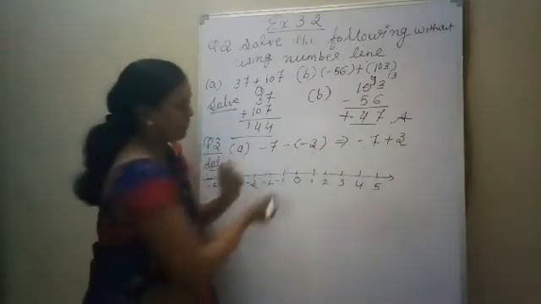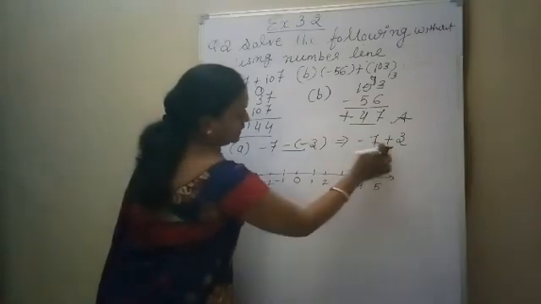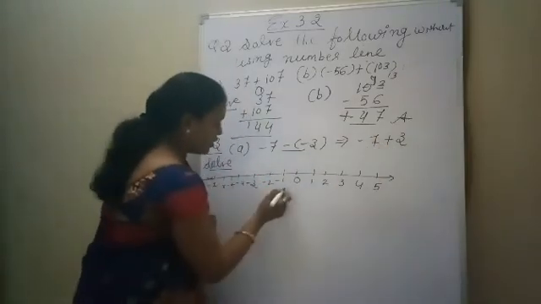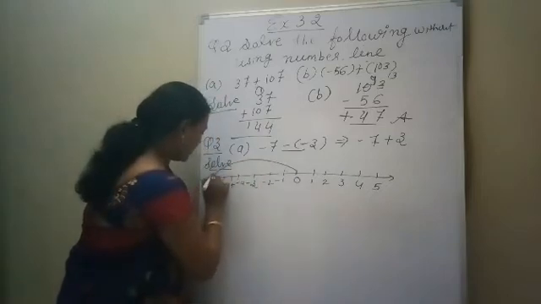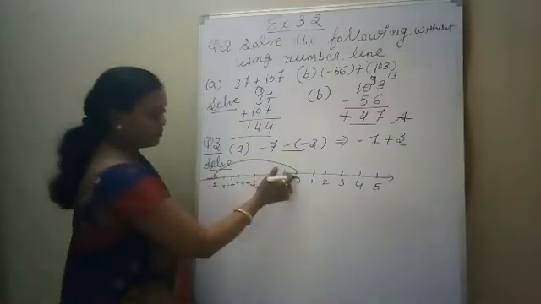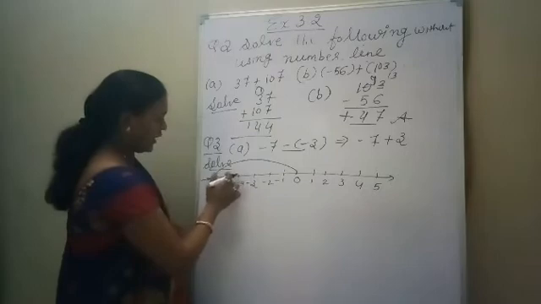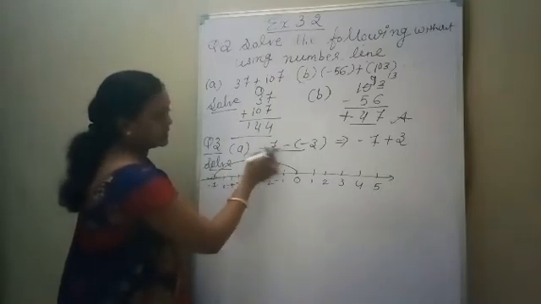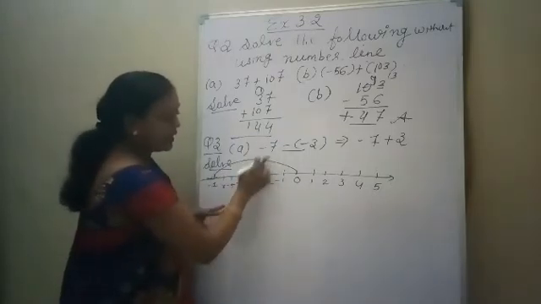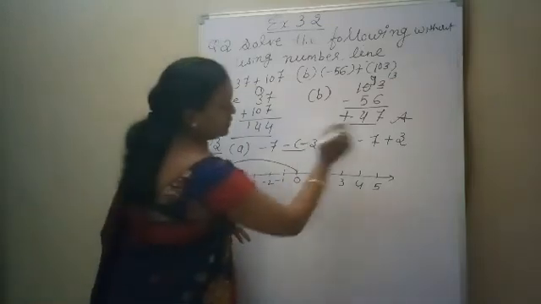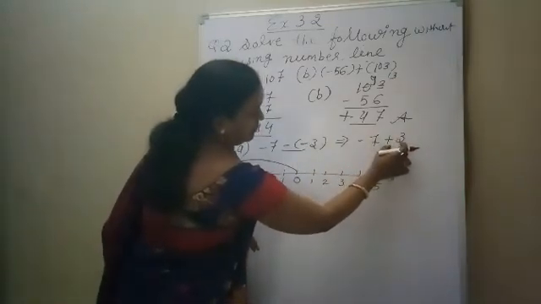Minus 7. When we remove the bracket, it is a positive sign. So from 0 to which number? 0 to 7: 1, 2, 3, 4, 5, 6 and 7 places. Why do we move left? Because it is a negative integer. But for the second one, it is a plus of 3.